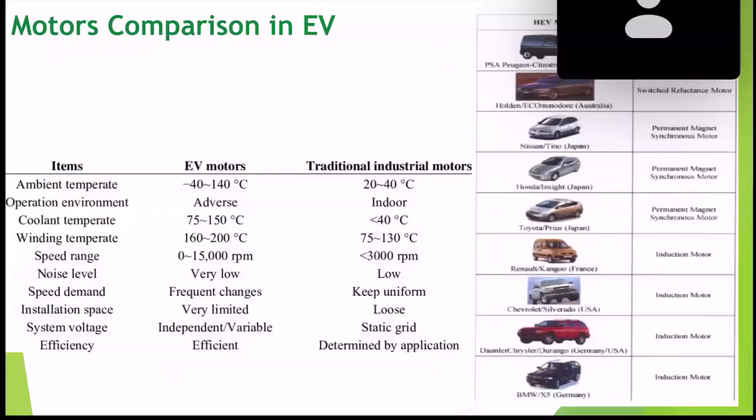And compared across the different vehicles, starting from Peugeot, Citroen, Nissan, Honda Insight, different vehicles use different types of motors. But the most widely or prominently used motors are the PMSM, permanent magnet synchronous reluctance motor, and the induction motor, and similarly the BLDC motor also finds certain application in the two-wheeler segment.